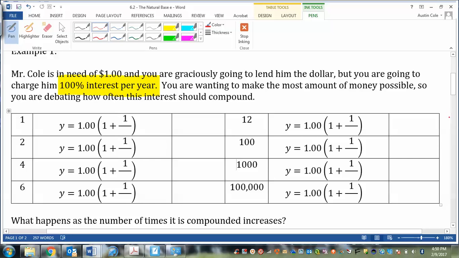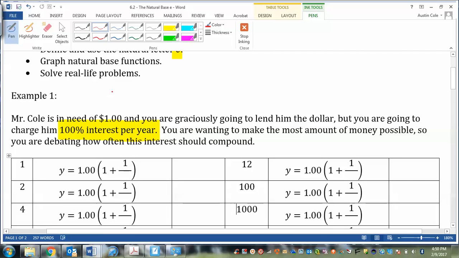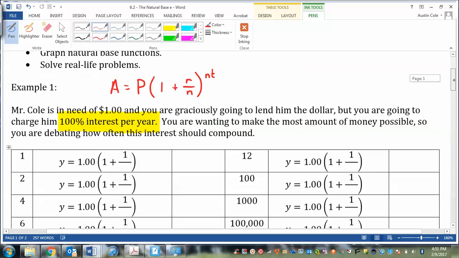Last class we talked about compound interest, and our formula for compound interest was A equals our principal times 1 plus our rate divided by the number of times it'll compound, to the nt power. That's our formula that we used last class. Now, we're going to use this formula to help us fill out this chart.